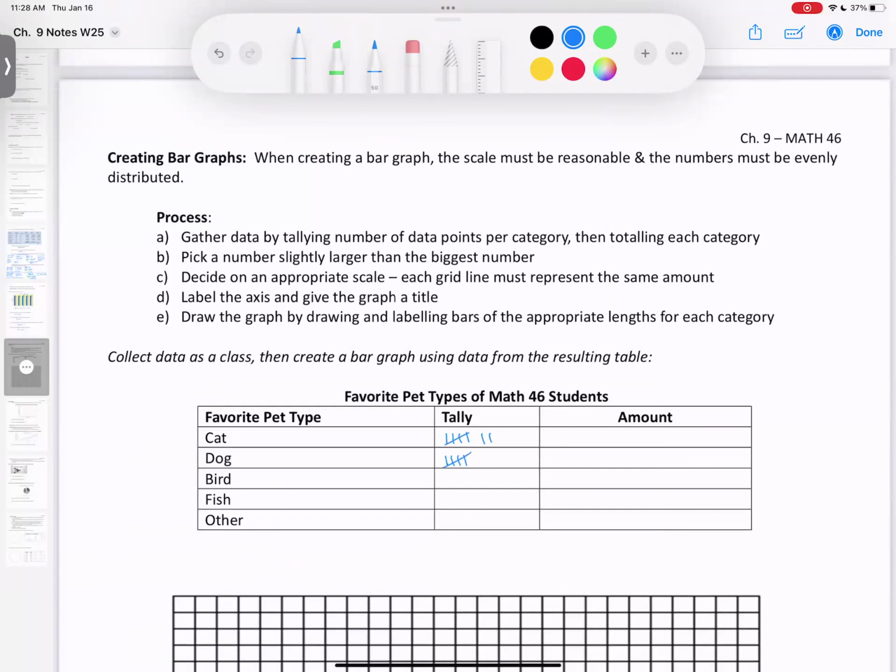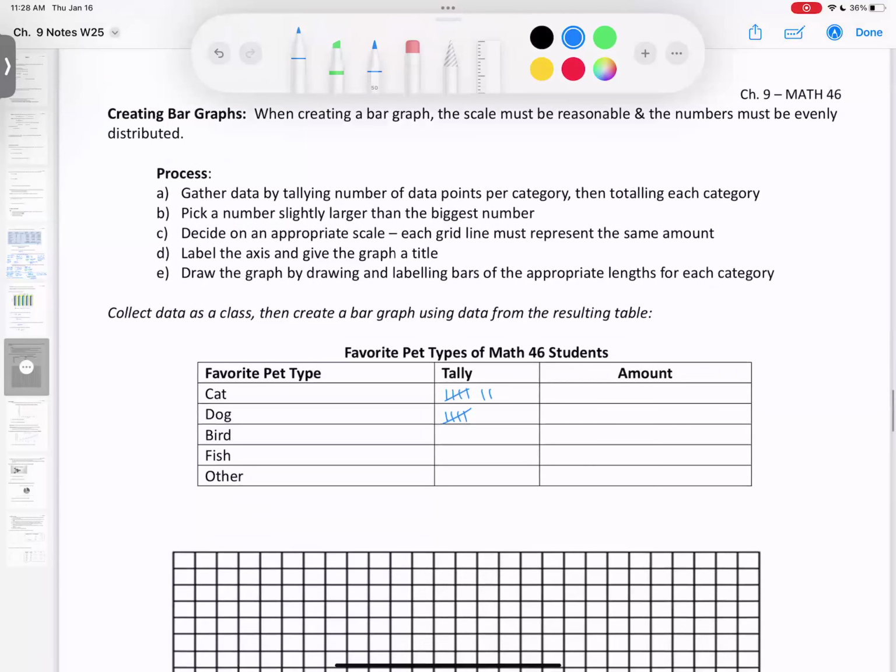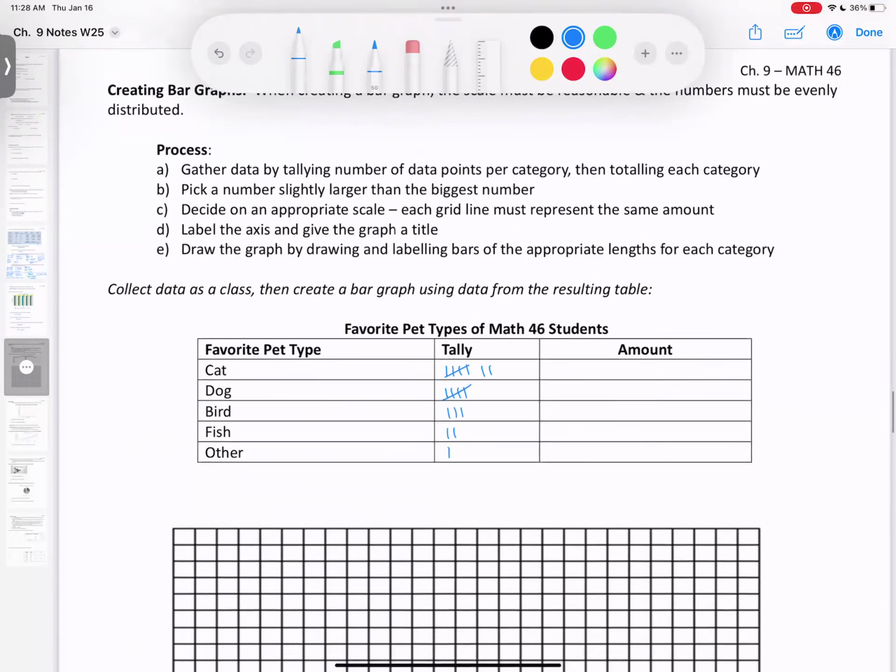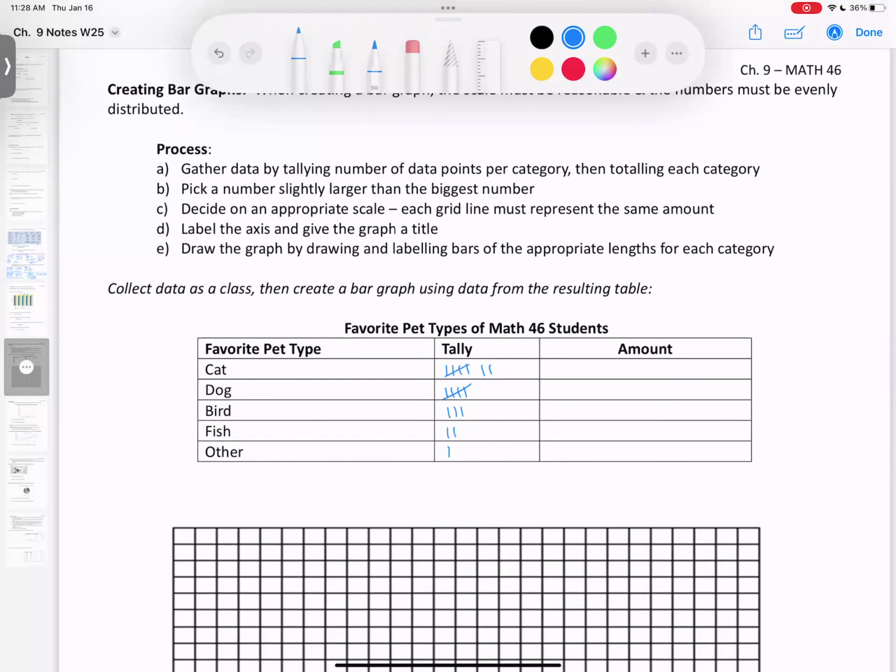Quite a few people also like dogs. So we'll have a fair number of dogs. And there's always a few people that prefer birds and fish too. And at least one person in the class always has a lizard or some other pet. Okay, that's their favorite. So if we tally our amounts, we've got 7, 5, 3, 2, and 1 here, and we're going to represent this on a bar graph.